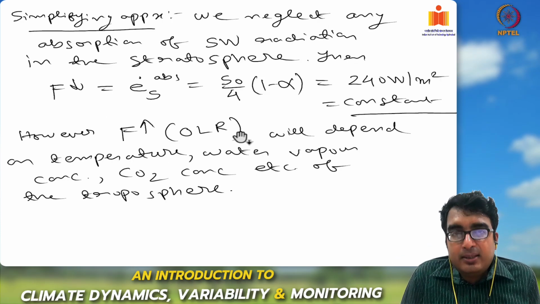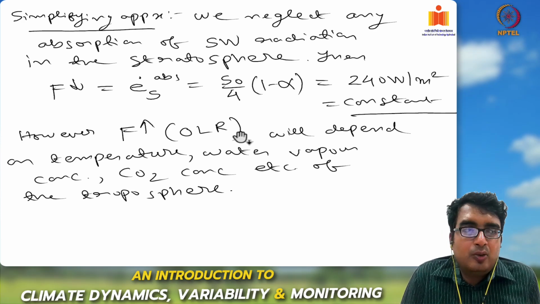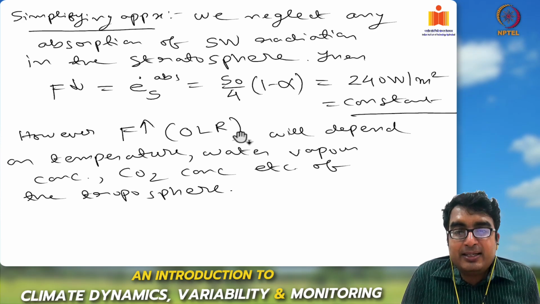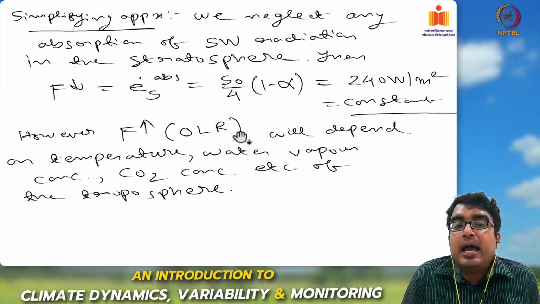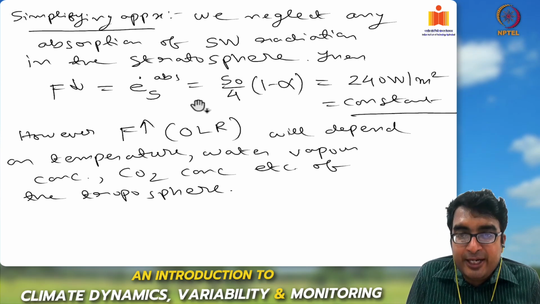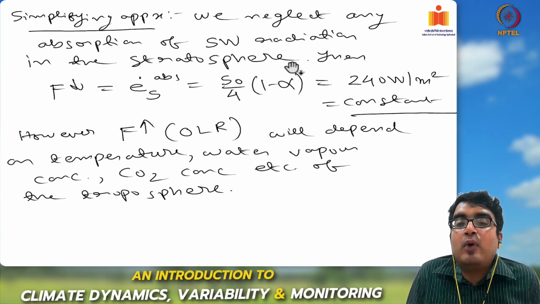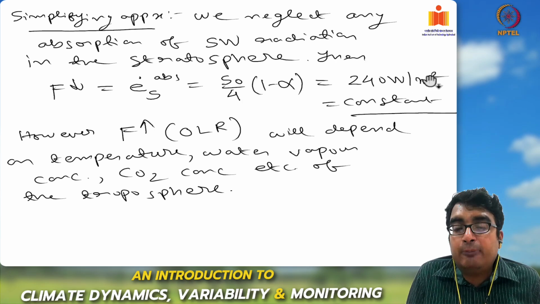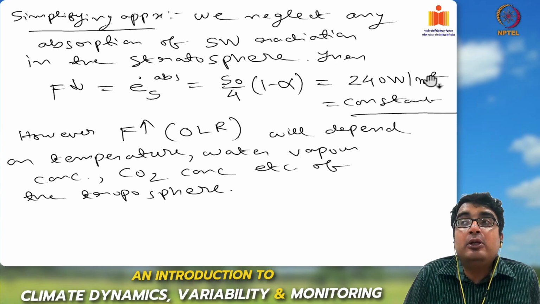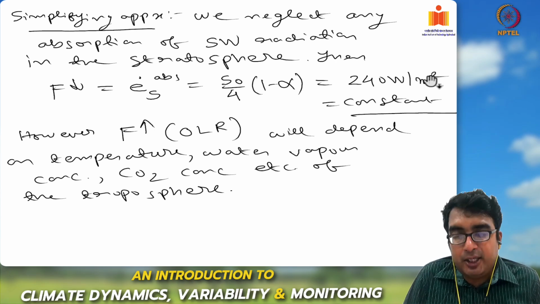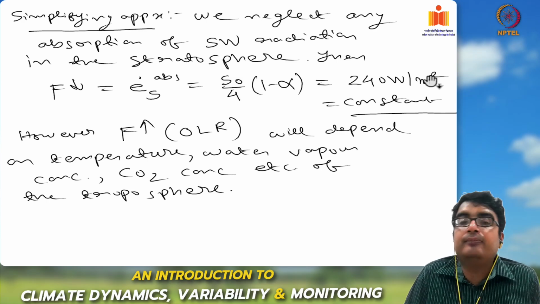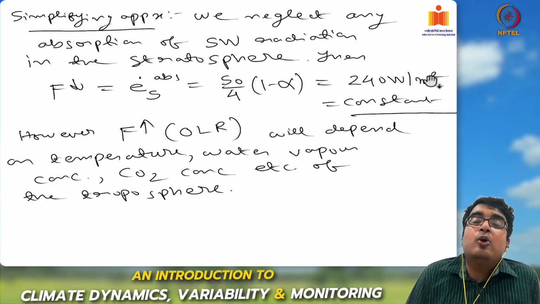We will make certain simplifying approximations which are not exactly correct, but we will discuss that later. We neglect any absorption of short wave radiation in the stratosphere. So, the ozone's absorption is getting neglected. So, the net absorbed short wave radiation is basically S0 by 4 into 1 minus alpha, which is 240 watt per meter square. The actual value will be lower than this because ozone is going to absorb a part of this short wave radiation before it hits the tropopause. Okay. So, a more sophisticated model will deal with that.